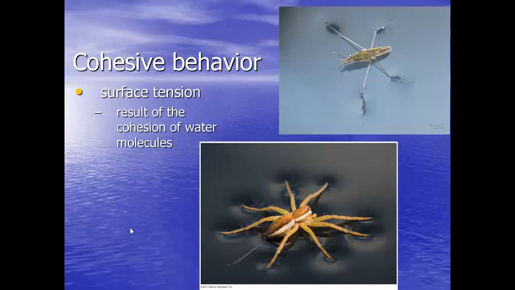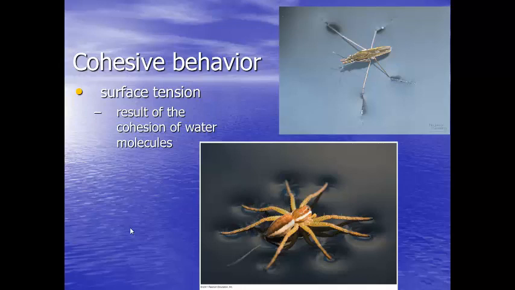Number 1, cohesive behavior. Cohesion is water sticking to water. Like we said earlier, all water molecules are glued to each other. This is going to lead to surface tension. Surface tension is kind of like an invisible film on the surface of water.